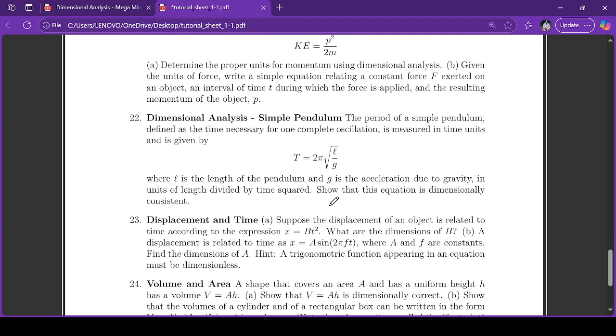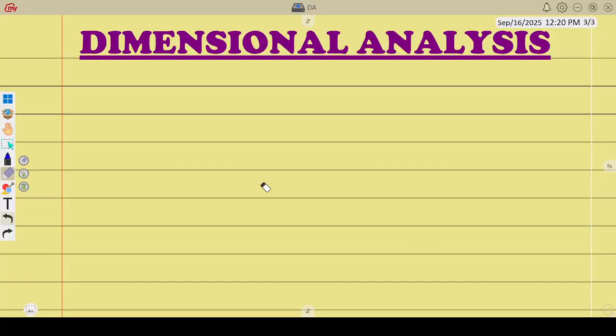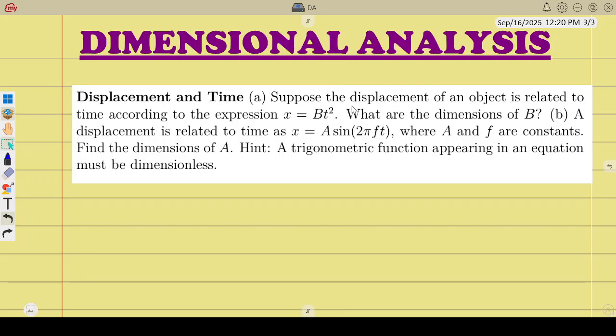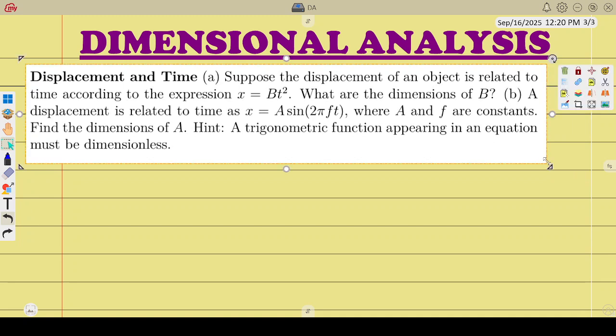Before we go to proving, we're about to start proving that an equation is dimensionally correct. But before we prove, I would like us to go through something like what we have here. So let's go through this question and then we'll proceed. Okay, so where is the question? Okay. So this is our question here.